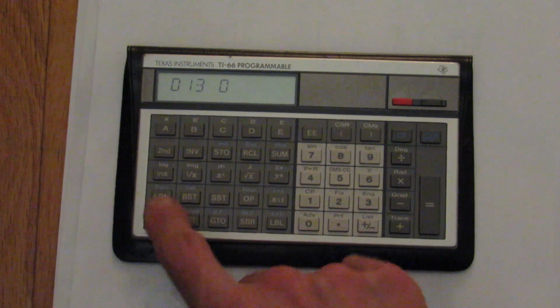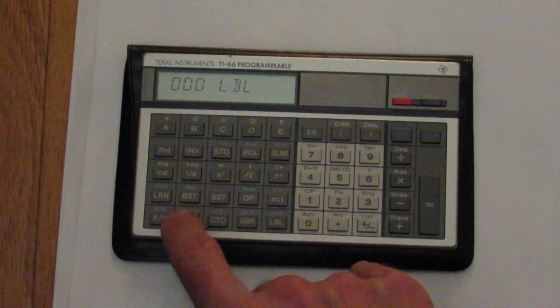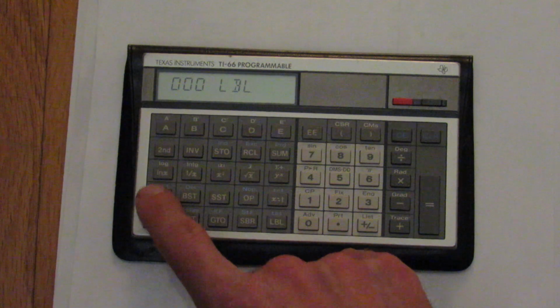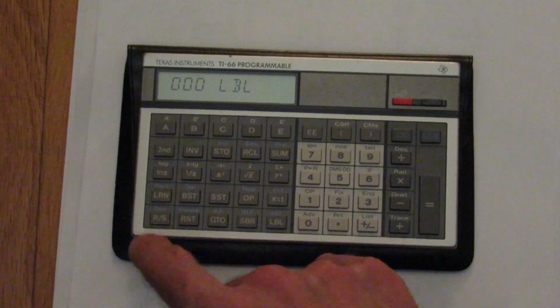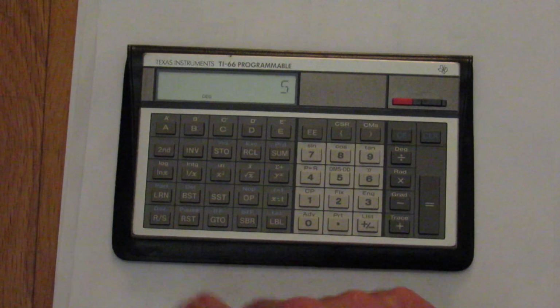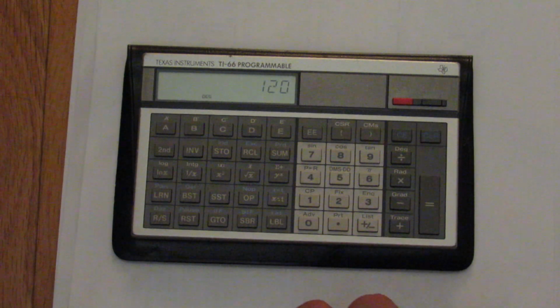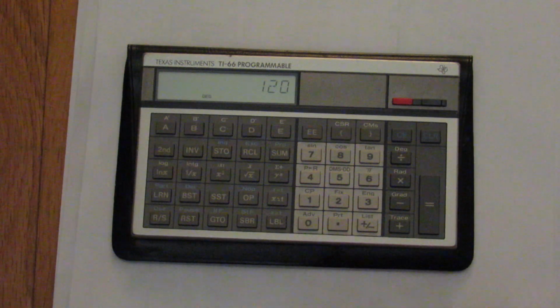I'll just go learn, and then reset, and learn, and then make sure we're at the first memory location. Get out of learn there. And then I can do 5. And then hopefully that gives us 120. And you can see that was quite slow. Anyway, so that was just a simple function to show you how you can calculate factorials.